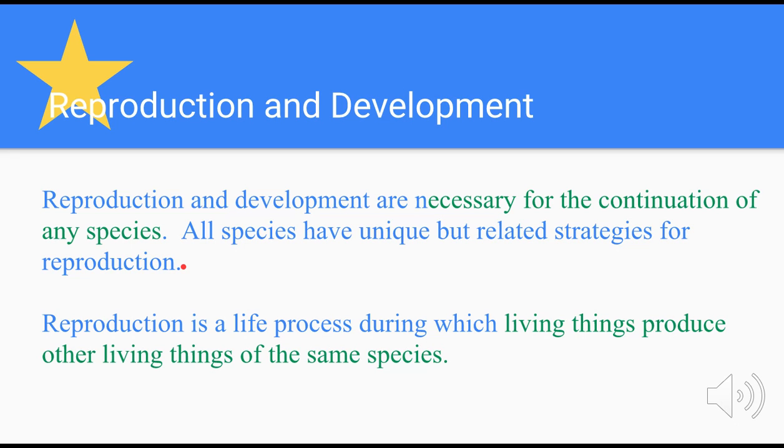But anyway, we talked about a bunch of those, and reproduction is a life process in which living things produce other living things of the same species. We can't produce offspring that are a different species than the parent. That's kind of obvious. I'm sure you guys knew that already.